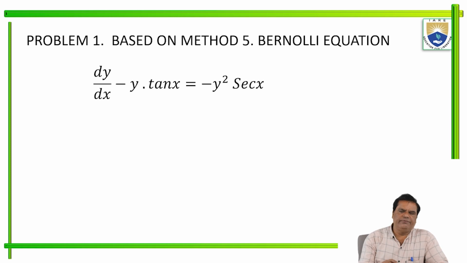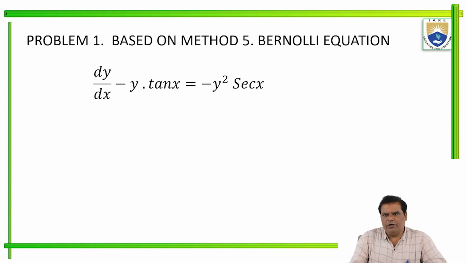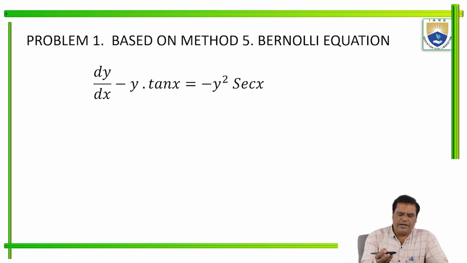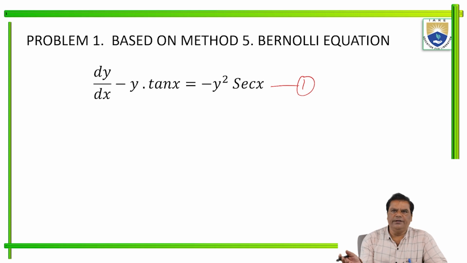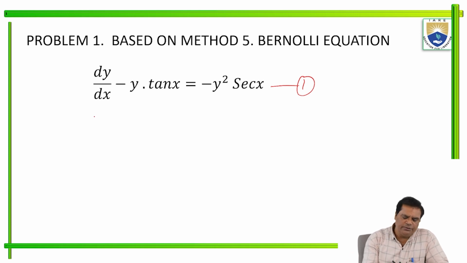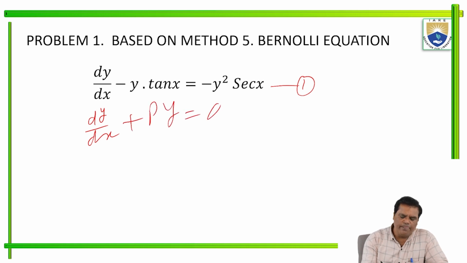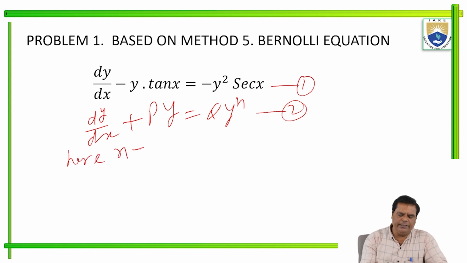Problem 1. This is a very easy problem. We can solve it here. I am writing this as question 1. I am writing here the general form of the non-linear Bernoulli equation, dy/dx plus py is equal to q y to the power n. This is equation 2. Similarly, here n is 2.